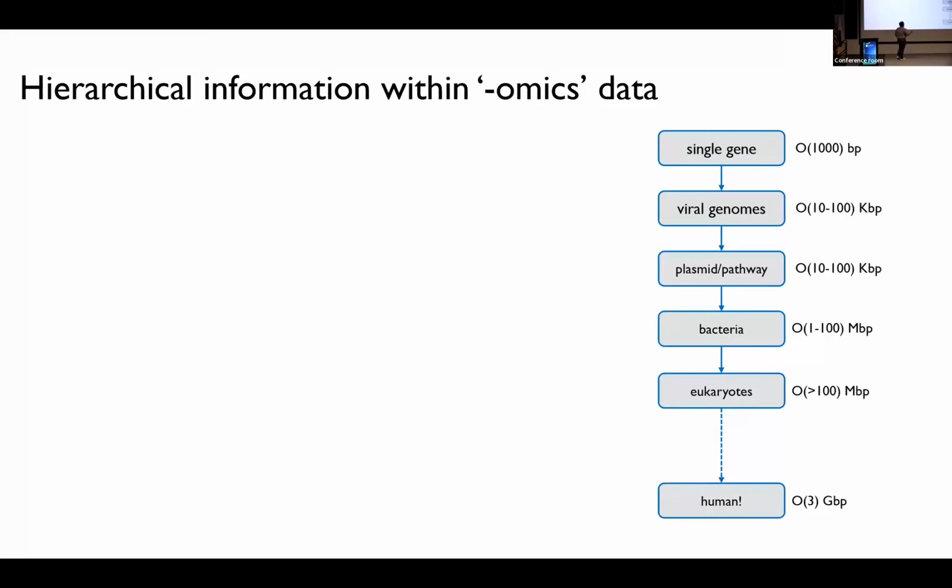Then you go into viral genomes, which are between 10 and 100 kilobase pairs. And then you have plasmids and pathways, which are, again, the same size. Then if you come to bacterial systems, they're about 1 to about 100 megabase pairs. And then you have eukaryotes, which are more than 100 megabase pairs. And then humans, who are about 3 gigabase pairs, right? So there is this hierarchy of complexity in terms of how the information is organized within biological systems.